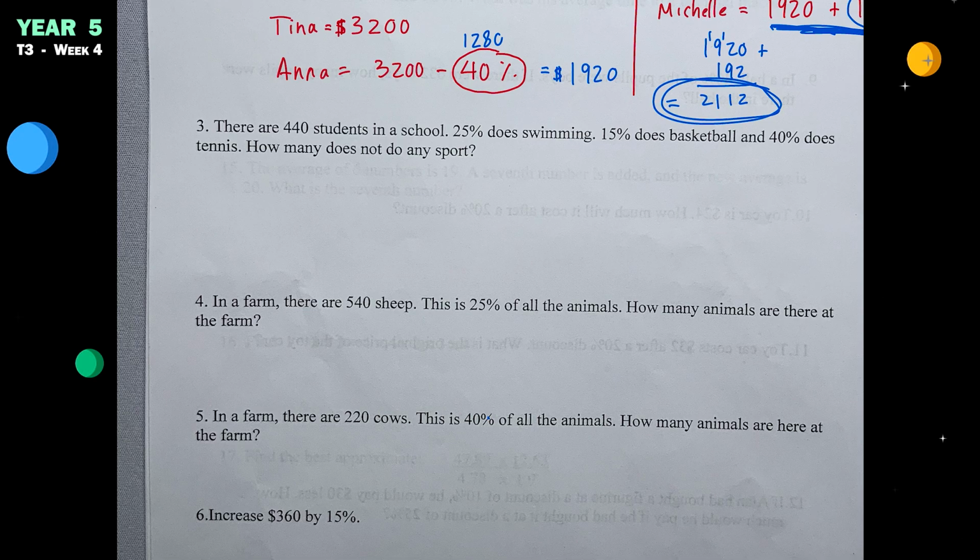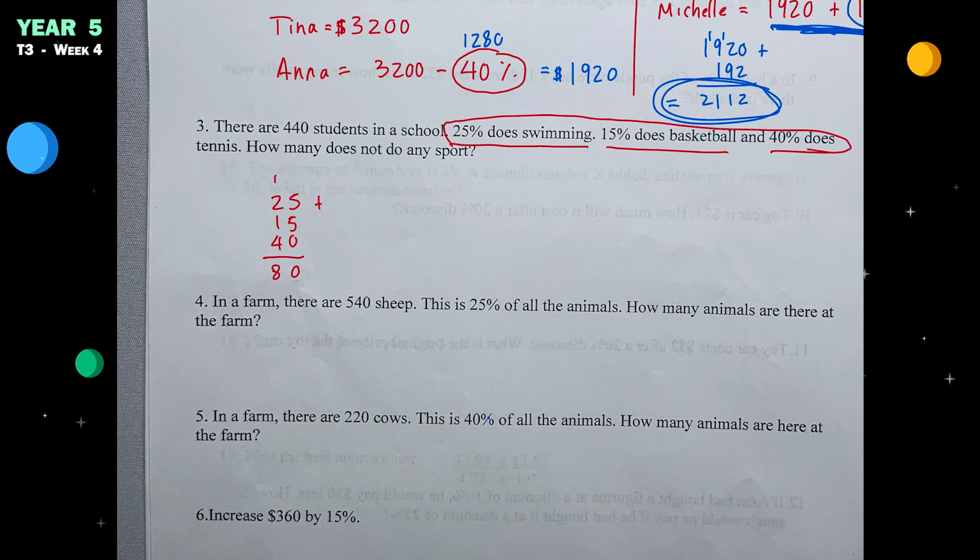So let's work it out. We got 25% does this, 15% does that, and 40% does that. So we add them up. You got 25 plus 15 plus 40. And this will give you a total of 80%. That means that 80% of the people have been accounted for. That means that there's a leftover, okay?